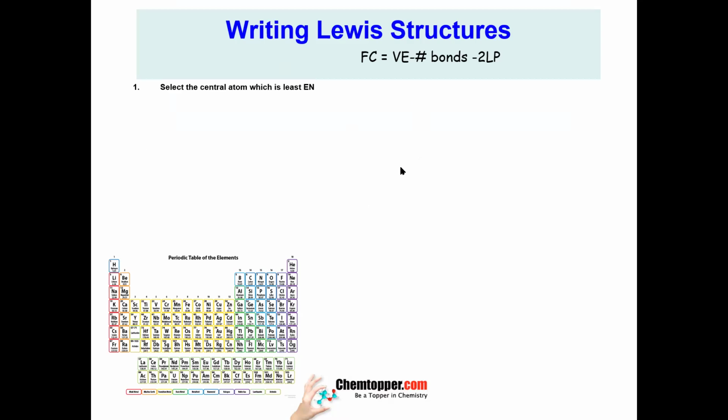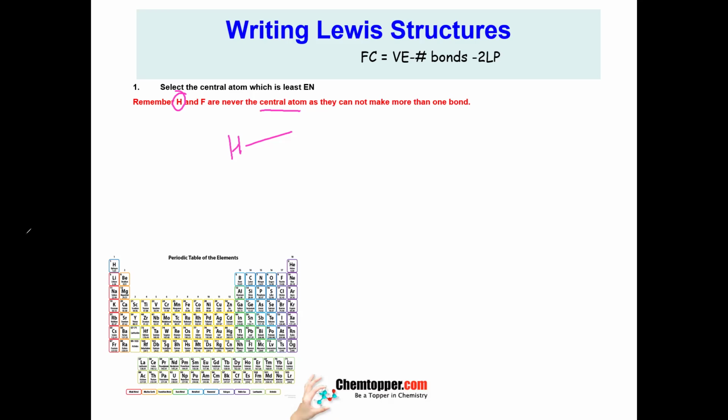The very first rule is you're going to select the central atom. The central atom is always the least electronegative atom. There is an exception. The exception is hydrogen and fluorine. They are never central atoms. They cannot be central atoms because hydrogen cannot make more than one bond. Hydrogen is always like this, singly bonded. The central element should be capable of making more than one bond. Only then can it be central. So hydrogen is never the central atom.